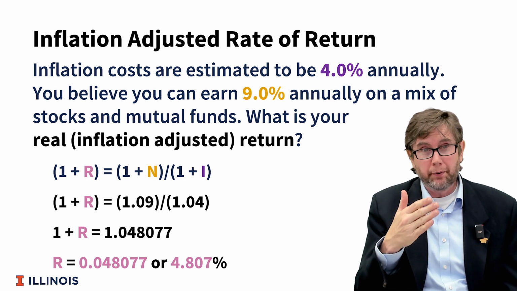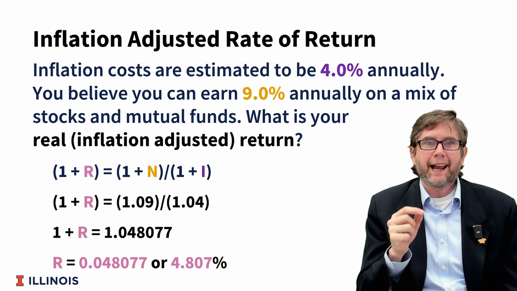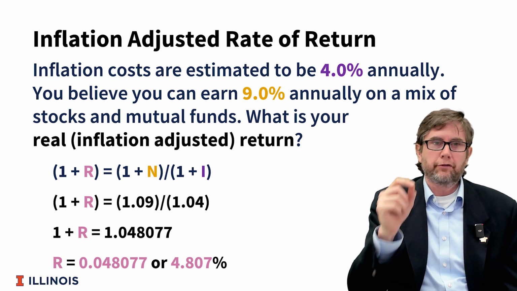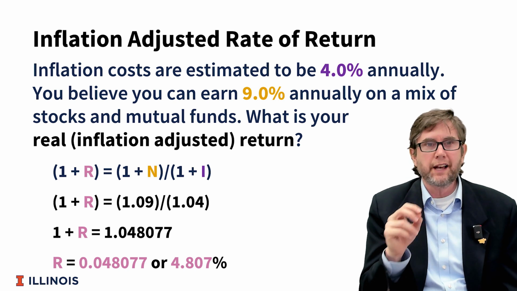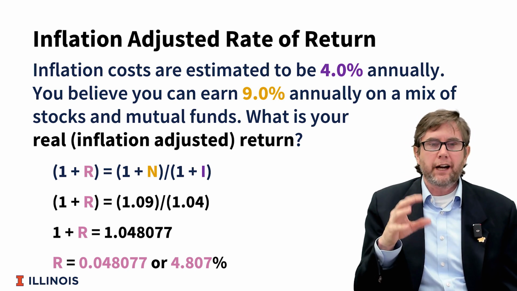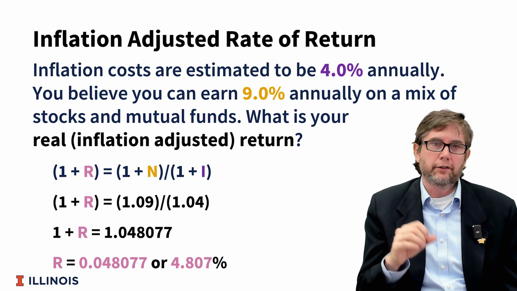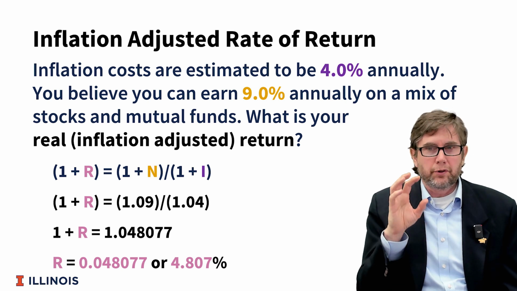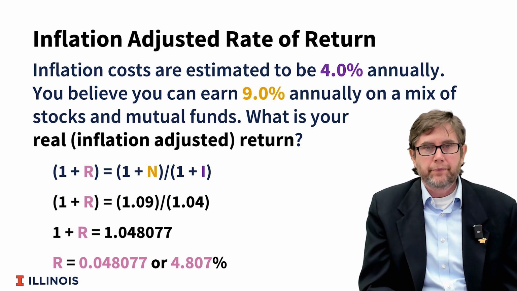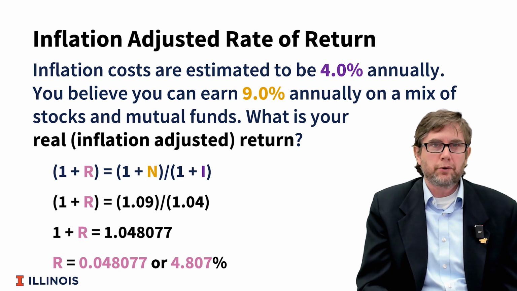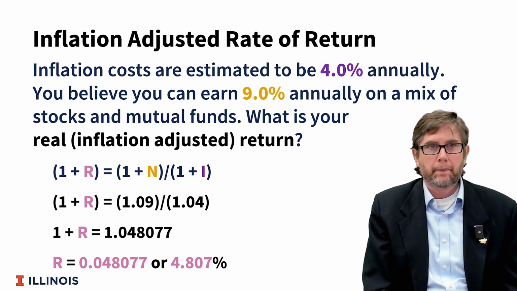So in this example, we earned 4.807% over inflation. We would use 4.807% as our number if we were calculating compounding growth, if we were calculating discount rates. That's the number we would use in time value of money. So let's apply that technique to our college savings model. All right, here we go.